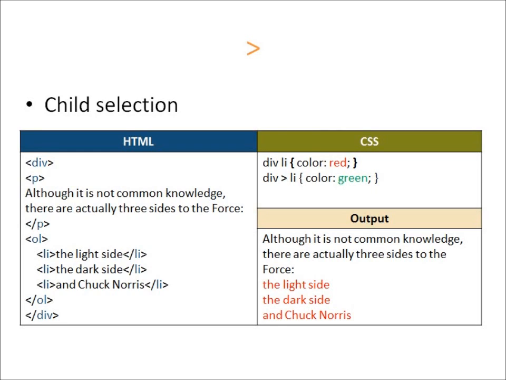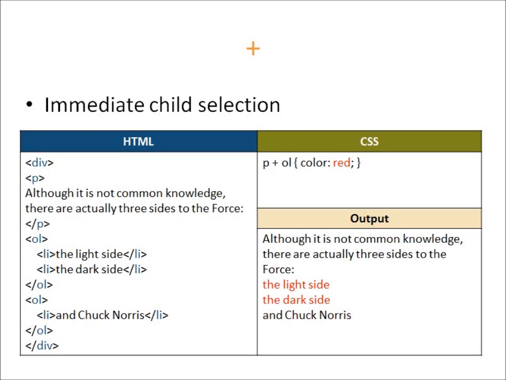The greater than symbol means a direct descendant. And the list item is not a direct descendant of div. Even though it's contained inside of a div, its direct parent is that ordered list tag, the OL tag. So trying to select on a list item with the greater than symbol using a div isn't going to work. So the font's going to be red.